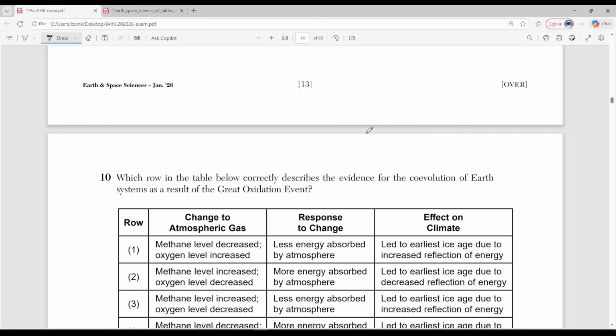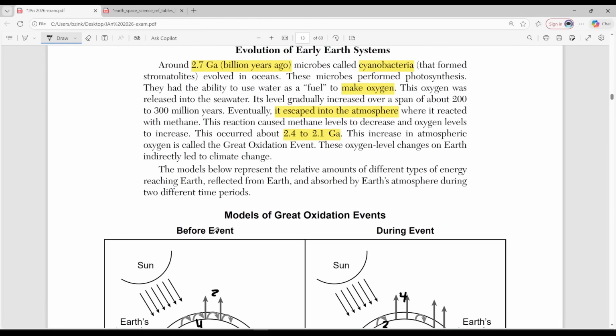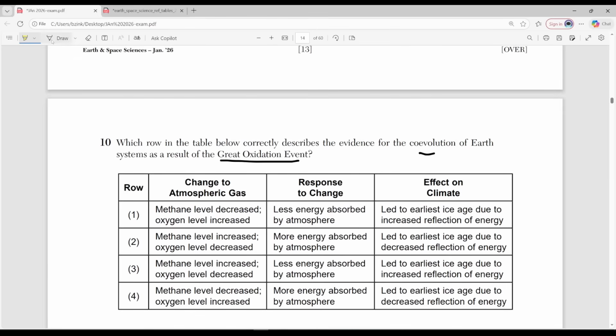Which row correctly describes the evidence for the coevolution of Earth's system as a result of the Great Oxidation event? Okay, coevolution just means that the things are evolving at the same time. So basically the creatures on the planet change the atmosphere, which then changes the creatures at the same time. Something like that. So let's see. Great Oxidation event: methane level decrease, oxygen up. I think they said that was the case. Yeah, it literally says that right here. So we're good with that one.